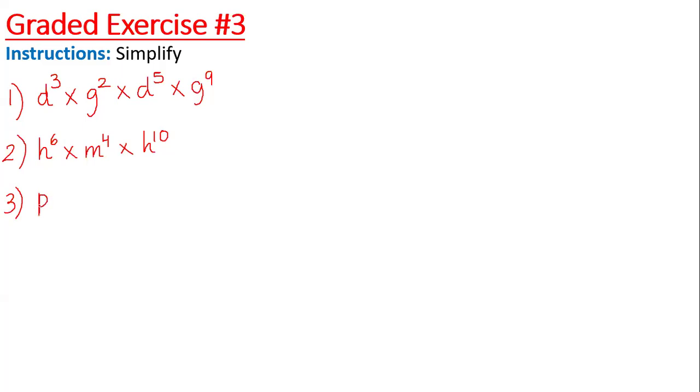P to the power of 5, T to the power of 9. That's a 2 on top of that G, right? That is a 2. P to the power of 3 multiplied by T to the power of 11.